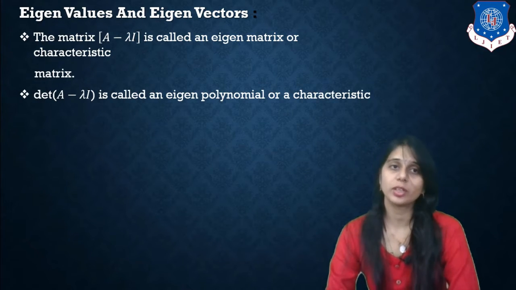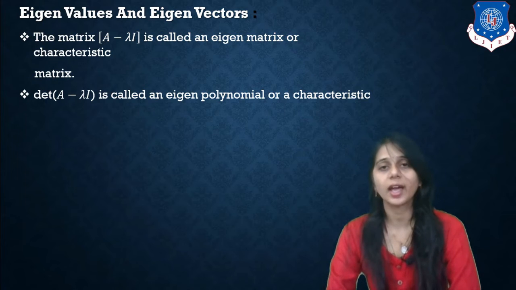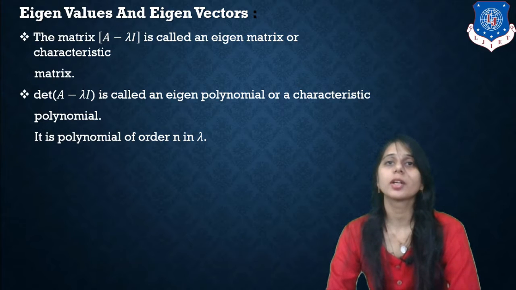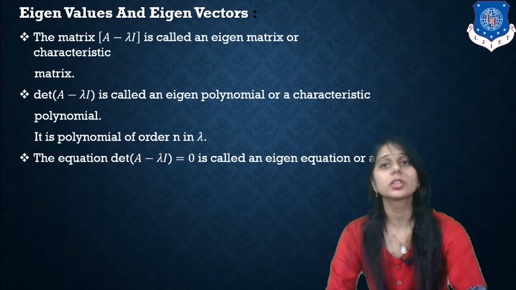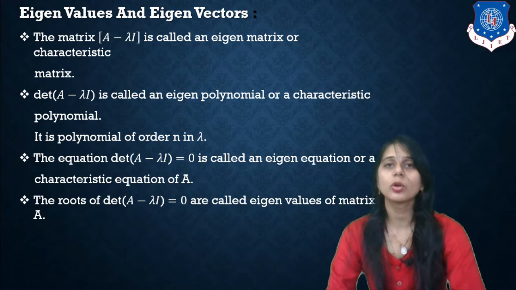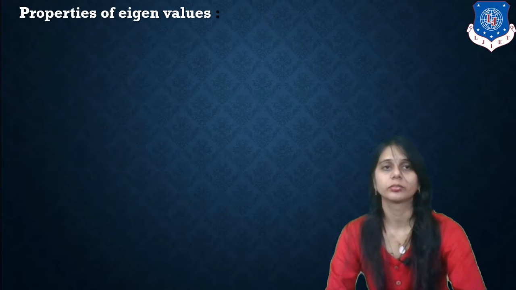Now the determinant of A minus lambda I is called an eigen polynomial or characteristic polynomial. It is a polynomial of order n in lambda. The equation determinant of A minus lambda I equals 0 is called the eigen equation or characteristic equation of A. The roots of determinant A minus lambda I equal to 0 are called the eigenvalues of matrix A.